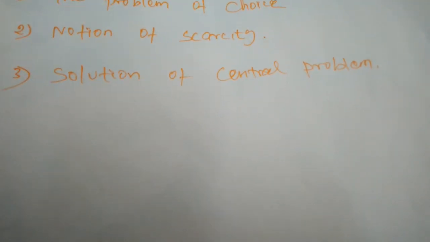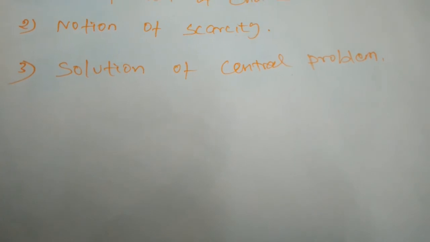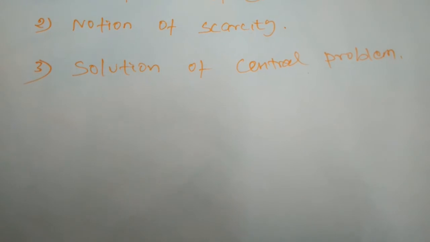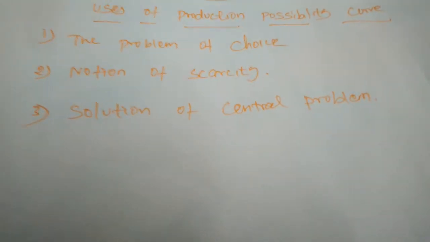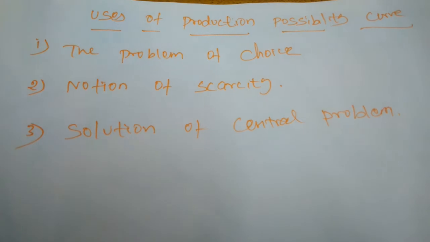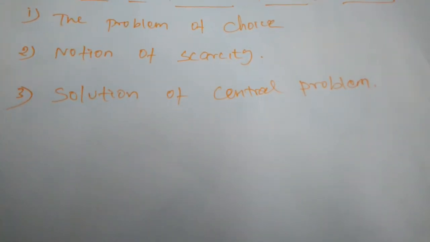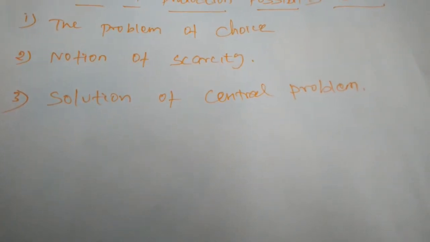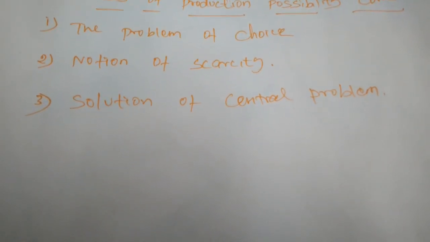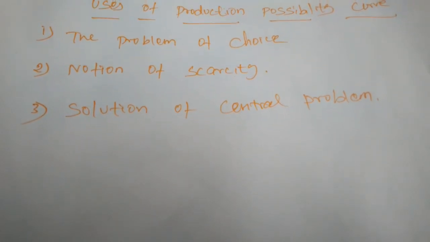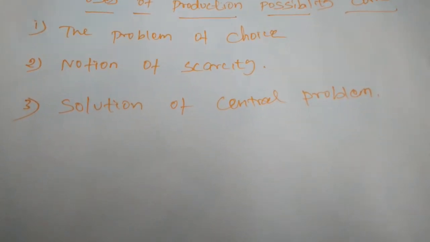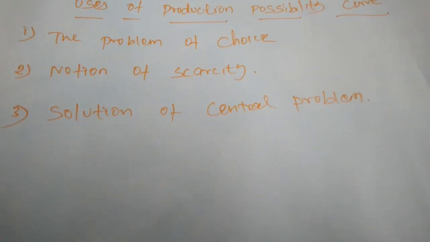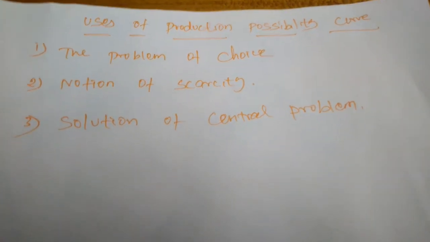Next is the solution of the central problem. What does the central problem of the economy mean? The decision regarding the size and allocation of resources. We have a scarce amount of resources, but we have to use these resources for producing two commodities. The two commodities always have to provide full satisfaction to the consumers. So this is the central problem. By using the production possibility curve, we can easily eliminate the central problem of our nation or any nation.